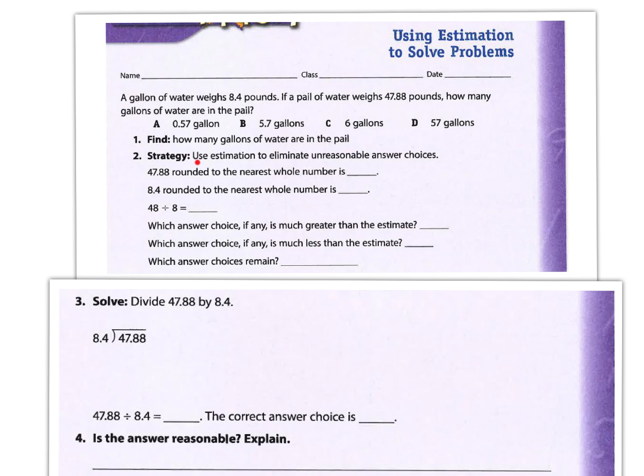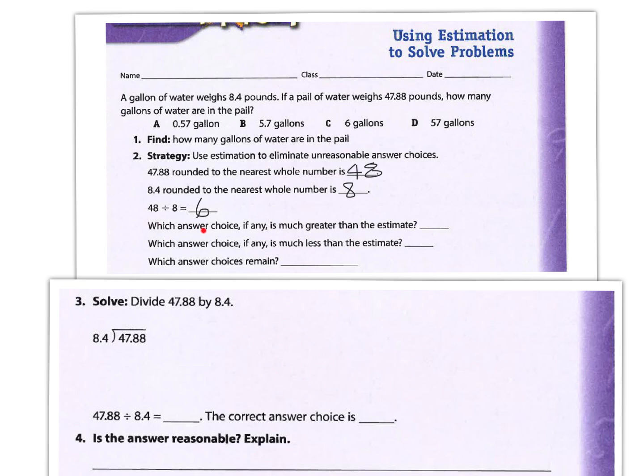Our strategy, we're going to use estimation to eliminate unreasonable answer choices. Sometimes estimation will really help you so you don't have to check all the answers. So 47.88 rounded to the nearest whole number: look at the ones place, the 8 behind it is going to round it up, so it's about 48. Then 8.4 rounded to the nearest whole number is 8 because that 4 makes it stay. So 48 divided by 8 is 6.